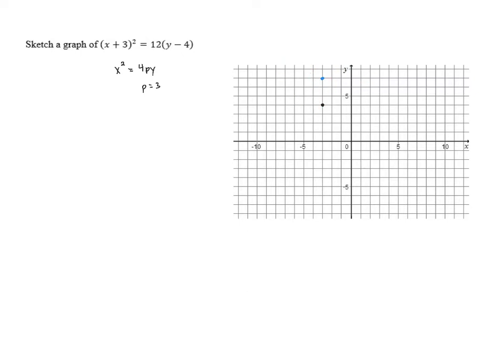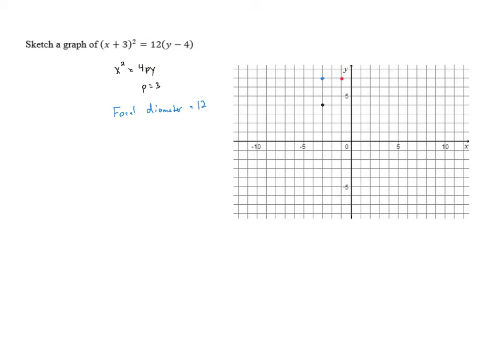and for that we're going to use the focal diameter. Remember that the focal diameter is given by the absolute value of 4p. In this case, that's the absolute value of 12, which is 12. So the focal diameter is 12. And that means that when we're looking at the width at the height that the focus is at, the width is going to be 12.